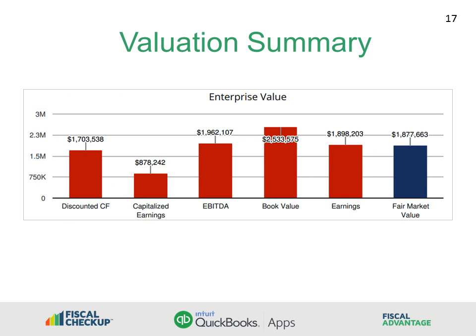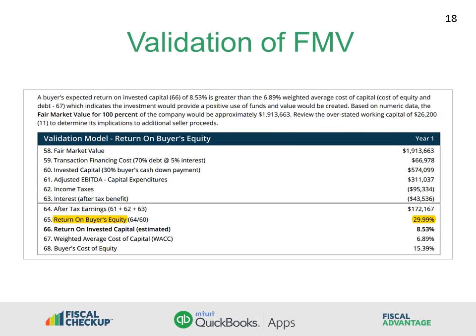The value calculated by the 5 different approaches are presented here graphically, as well as the weighted average fair market value. Note that this is before the balance sheet adjustments are added back in. The final table on this page goes through a process to validate the fair market value that was calculated. To do so, we assume that the business was sold with 30% equity and 70% debt financing. We then calculate the buyer's return on equity that was invested.